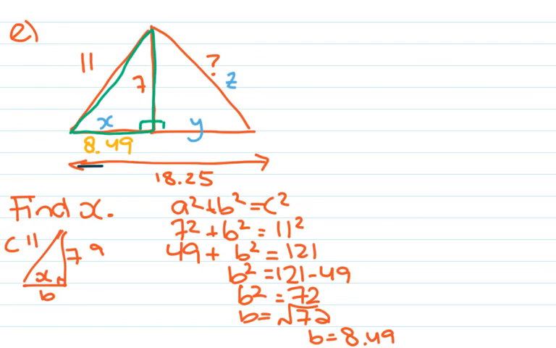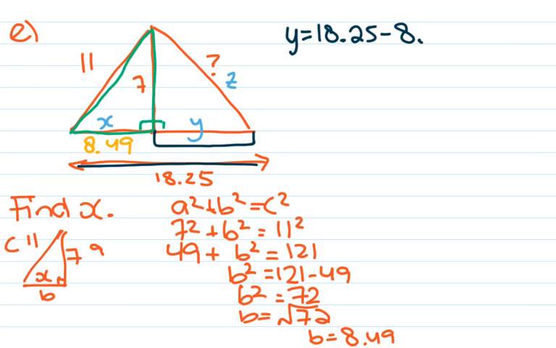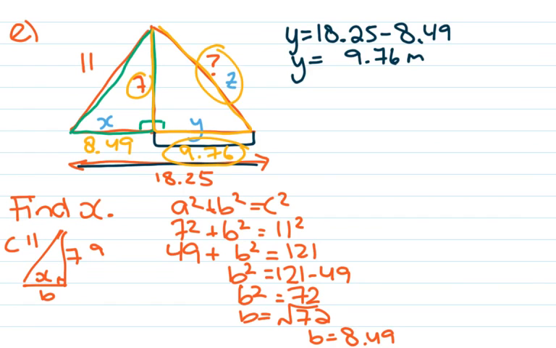Now, I know this entire length is 18.25. So I can find Y by subtracting 8.49 from 18.25. So Y equals 18.25 minus 8.49. So Y is 9.76. Okay, so now in this triangle here, I know 7 and I know 9.76. So now I can find Z.